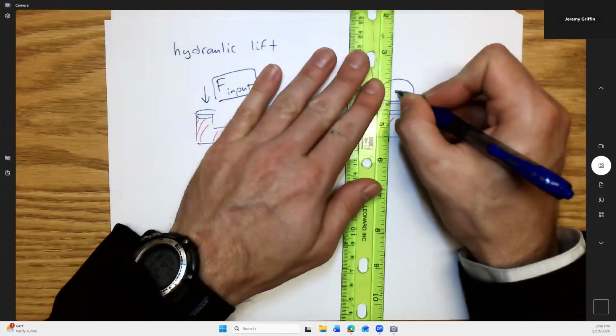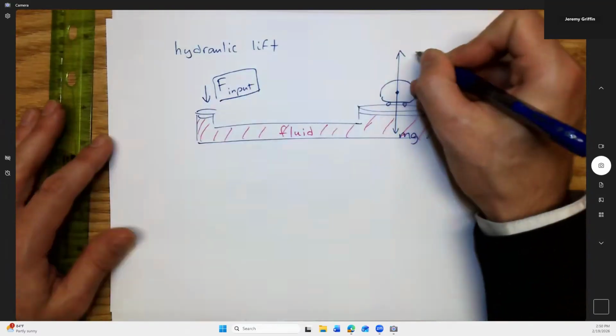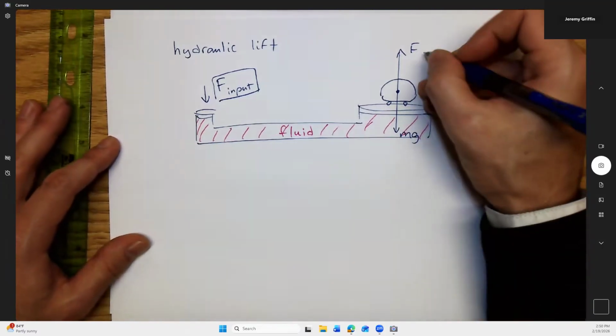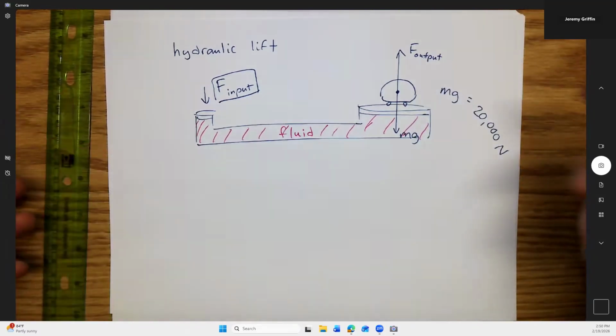I'm going to do a little free body diagram. I got the weight down. I got some force acting like a lift force. I'll call it F output, which of course would also be equal to the 20,000 newtons.